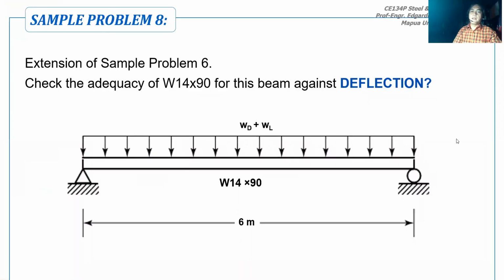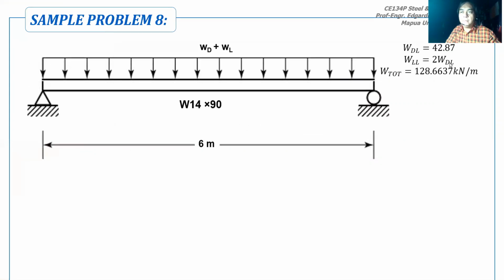The beam carries a dead load and a live load, and the length is 6 meters. From the previous problem, we solved for the dead load of 42.87, and it is given in the problem that the live load is twice the dead load, so that's 42.87 times 2. I just added the dead load and live load, and the sum is 128.66. I did not apply load factors, the 1.2 on dead load and 1.6 on live load, because I am checking deflection.